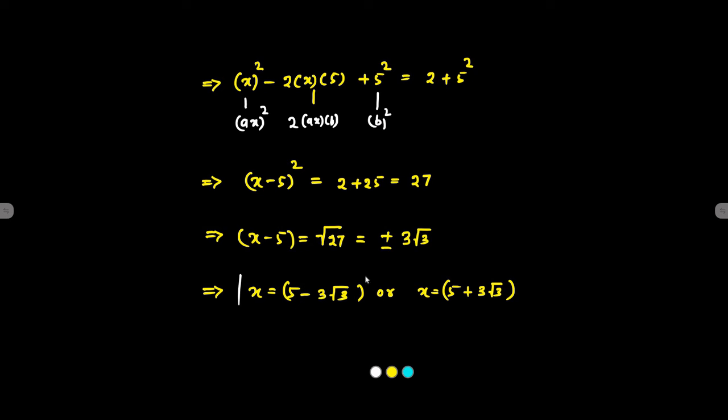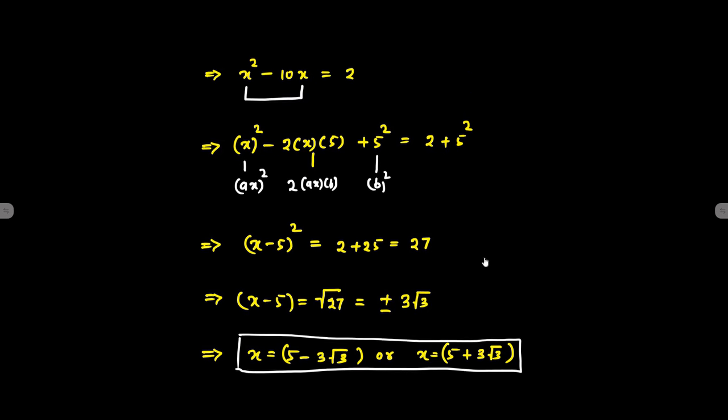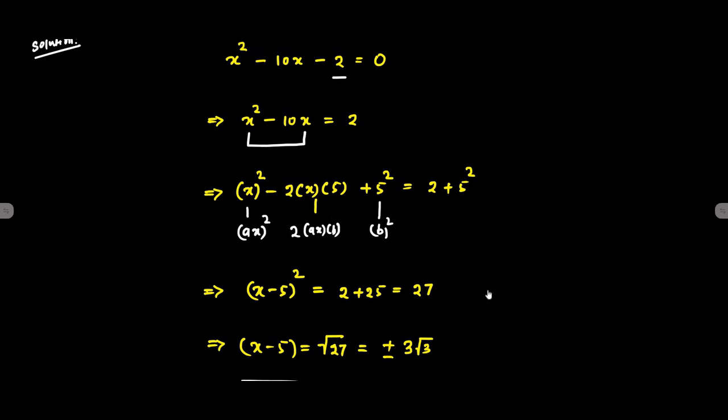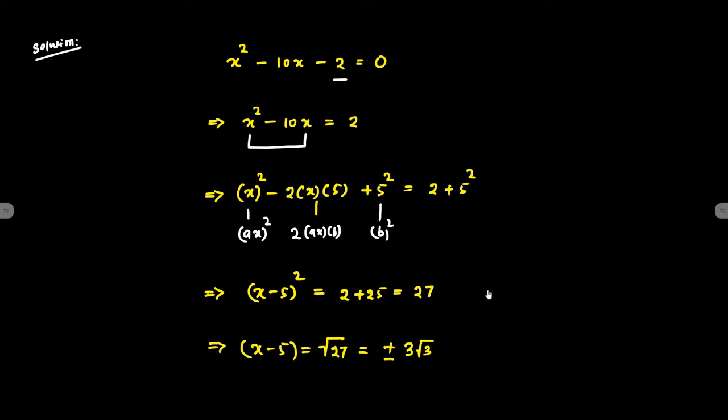So you understand how we have used a plus b whole square and a minus b whole square to convert this quadratic equation into, here it is, ax minus b whole square. So here the coefficient of x square is 1, so a is equal to 1, then b is equal to 5, so we have converted into ax minus b whole square, which is x minus 5 whole square format. So this is the sequence of steps. So we will be solving a lot of questions like this, so you will get used to this process.